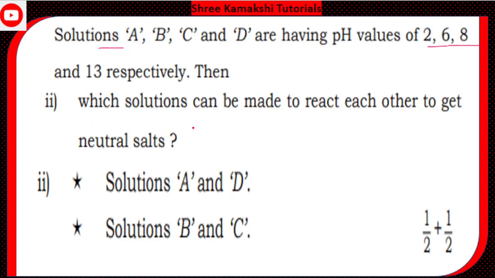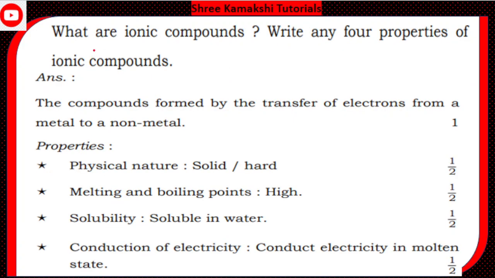Then which solutions can be made to react with each other to get neutral salts? The solutions A and B, and the solutions B and C are the answers. The next question is, what are ionic compounds? Write any 4 properties of ionic compounds.